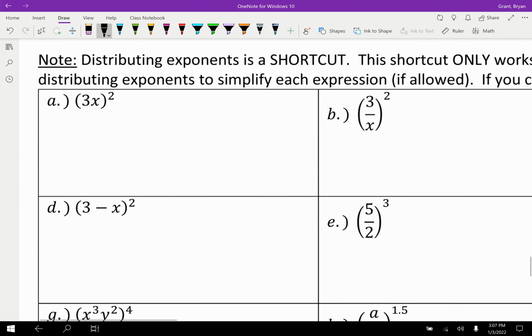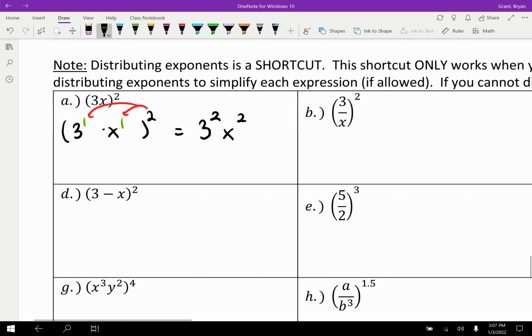Well, we know we're allowed to distribute the square, but in order to do that, we need to know what the exponent is on each of these values. The 3 has an invisible 1, the x has an invisible 1, and then we can distribute the 2 to both. So that gives us 3 squared x squared.